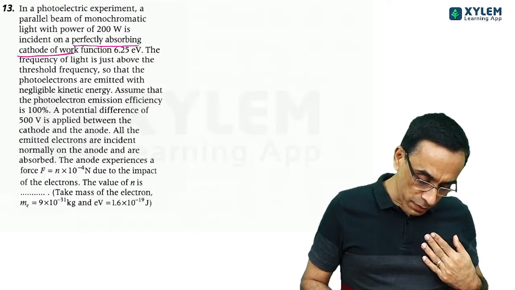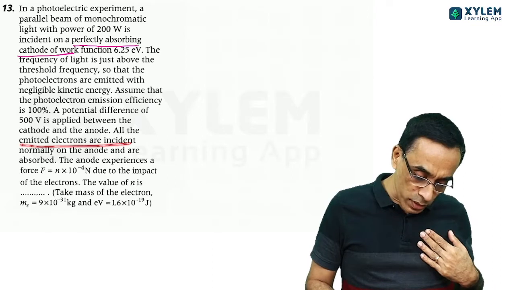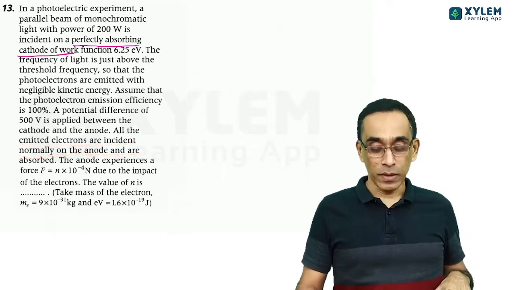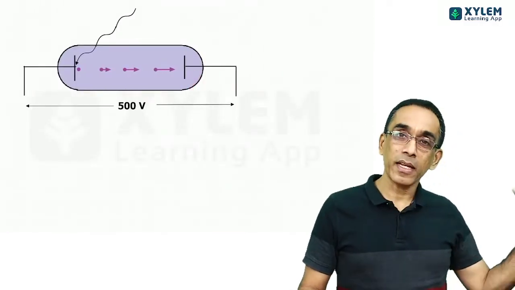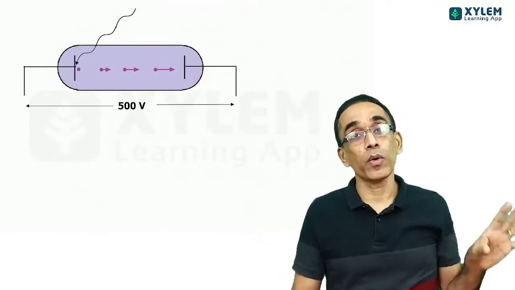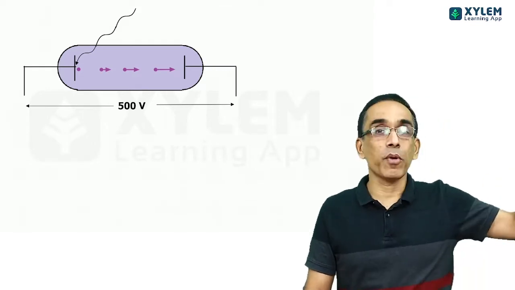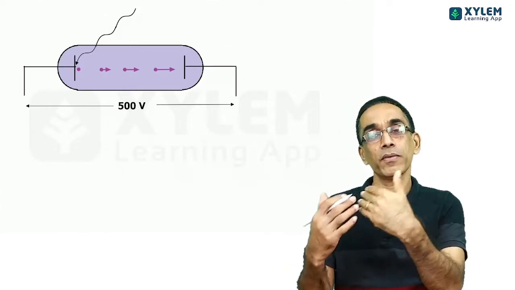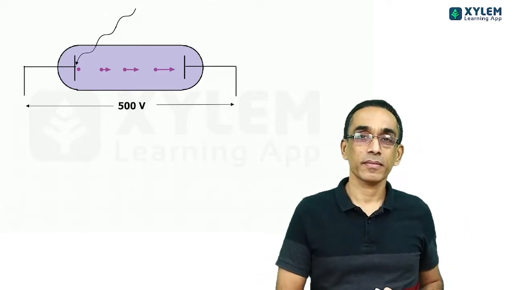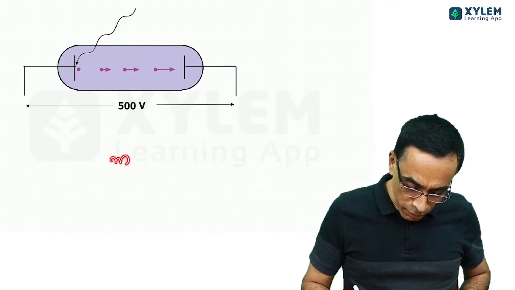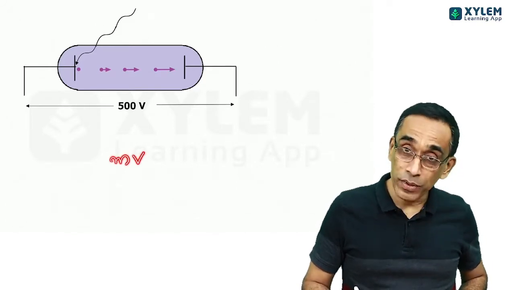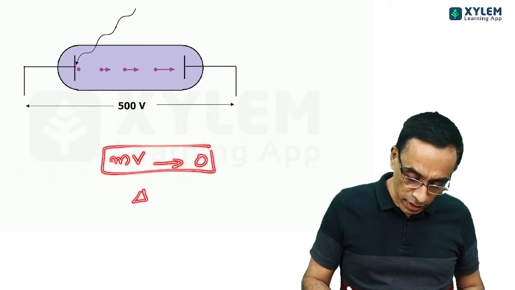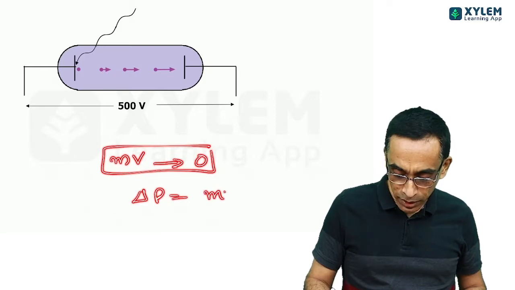A potential difference of 500 volt. All the emitted electrons are incident normally on the anode and are absorbed. So they go to the anode, they hit the anode, they get absorbed, they don't bounce back. Whatever momentum they had, they transfer to the wall and their own momentum will become 0. Suppose the momentum of an electron was mv while hitting, this will become 0 after hitting. So the change in momentum is mv.